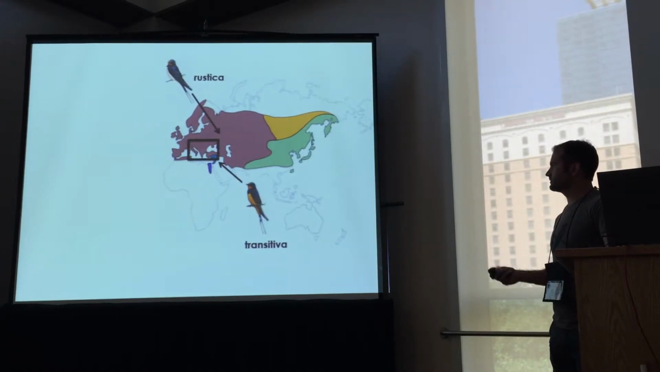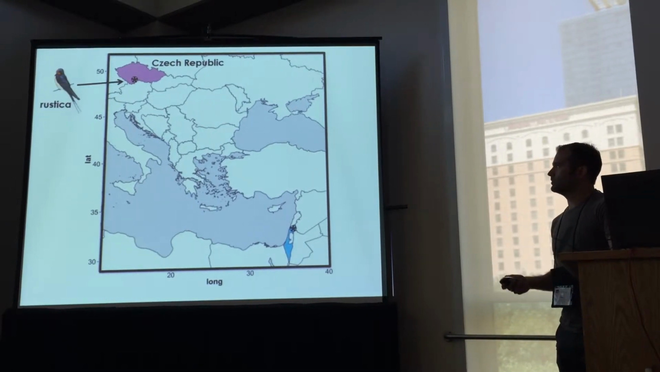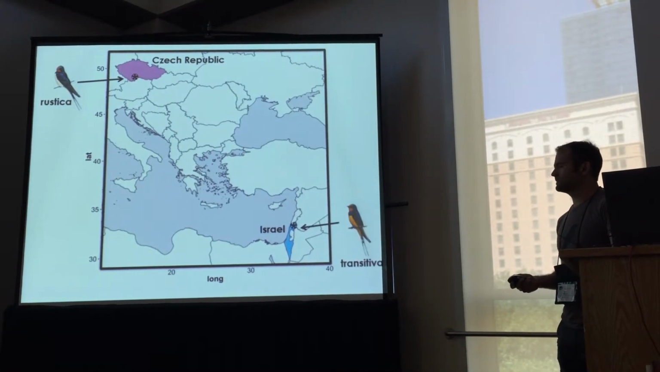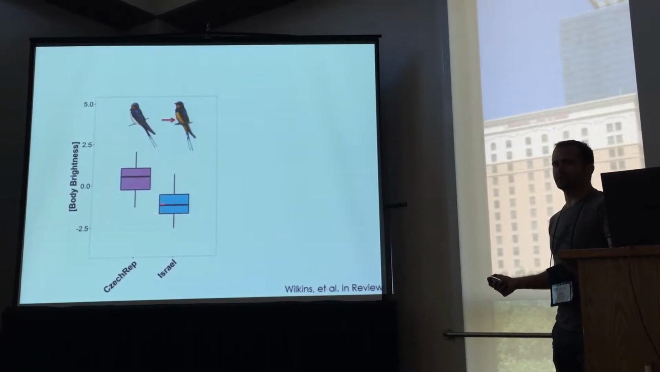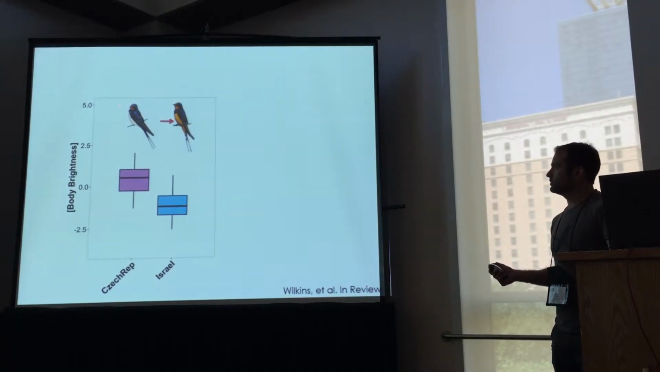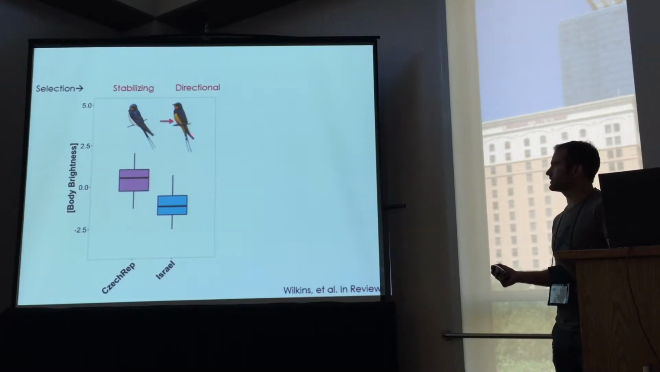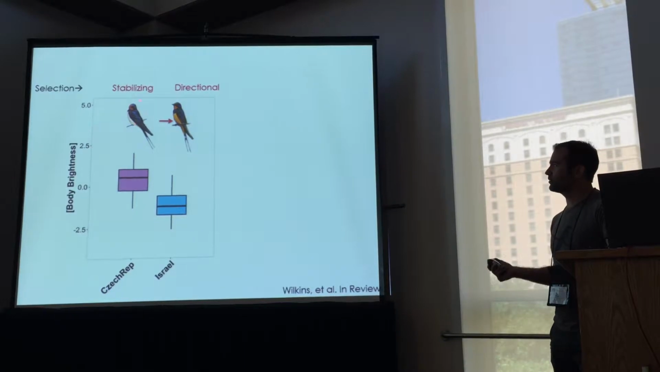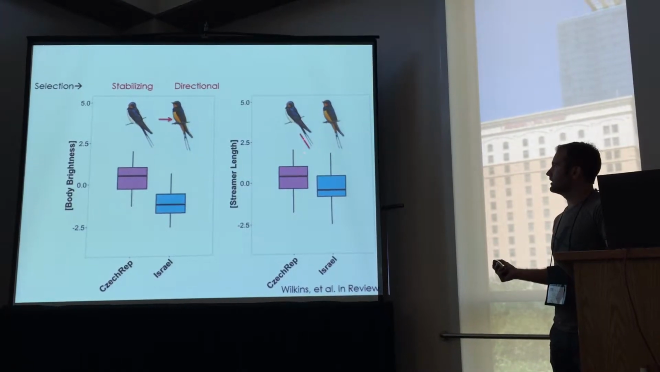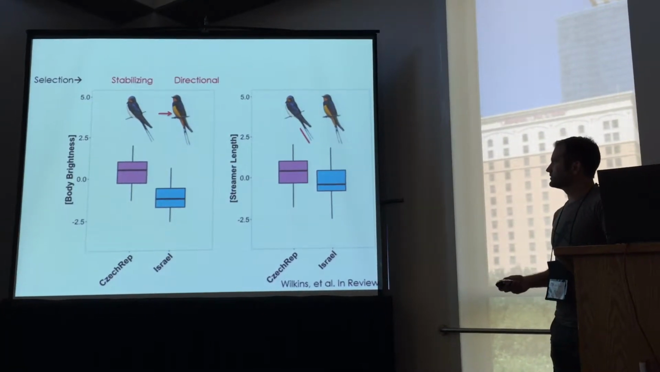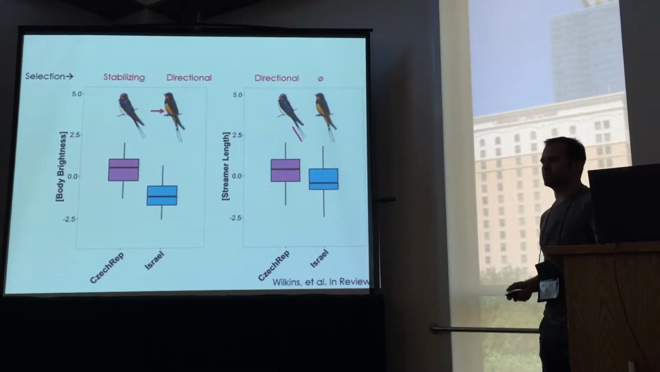So just to show a recent example, we studied these 2 subspecies. We looked at rustica in Czech Republic and transitiva in Israel, and we show that in Israel, where there's much darker, so this is lower body brightness, so the body is overall darker, as you can see in this cartoon, and this is concurrent with directional selection for darker breast and belly color in this population, with stabilizing selection for brightness. In contrast, we see much longer tail streamers in the Czech Republic compared to Israel, and there's directional selection for streamer elongation in that population, and none was detected in Israel.